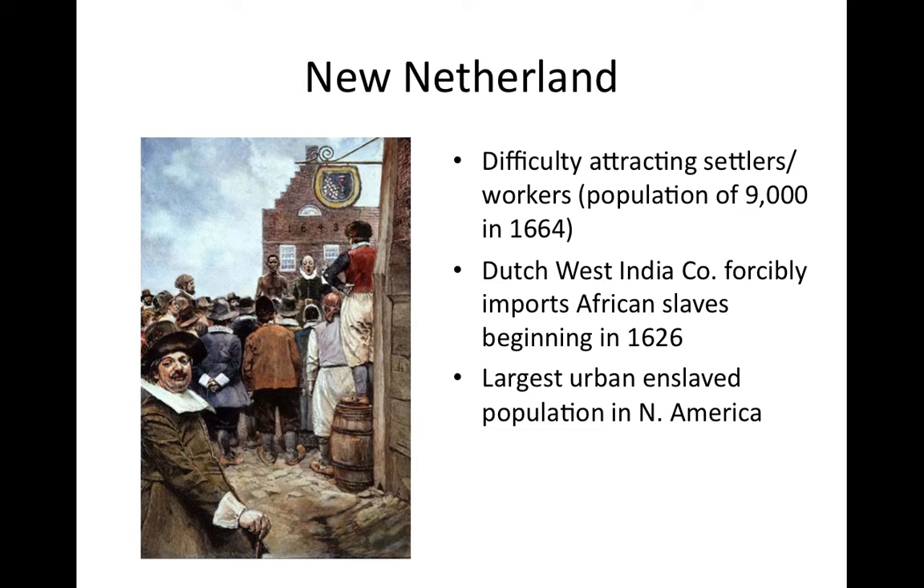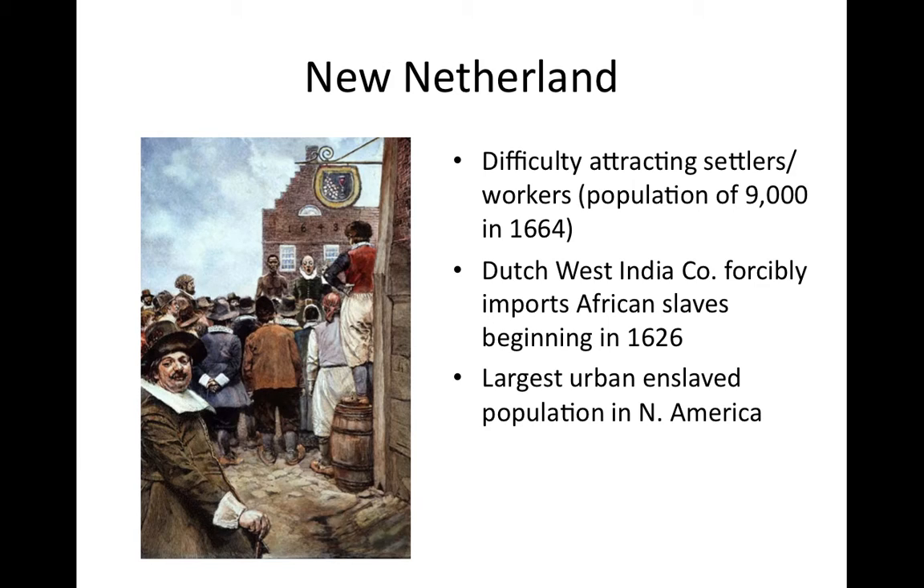Well, it was kind of difficult attracting settlers and workers, especially laborers, to New Netherland. They only had a population of 9,000 people in the colony in 1664 when the British took it over. You'll see that later. So, because of this small number of settlers and because of the need for labor to build buildings, to trade with Native Americans, to build ships, to farm, they brought in Africans. The Dutch were the first to bring in large-ish numbers of Africans who were forced to migrate to North America, beginning in 1626.